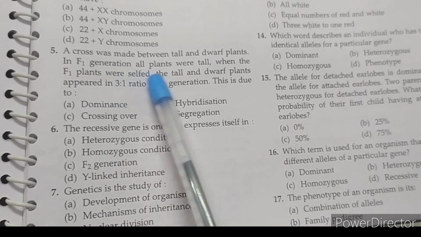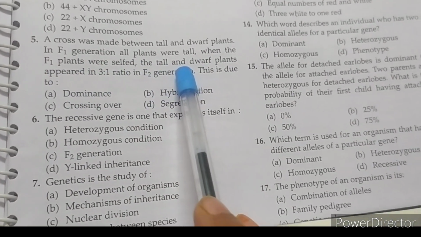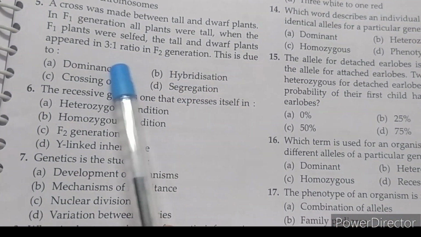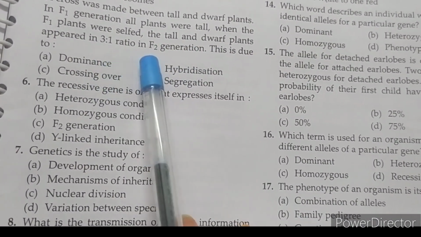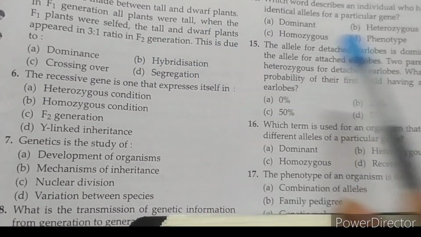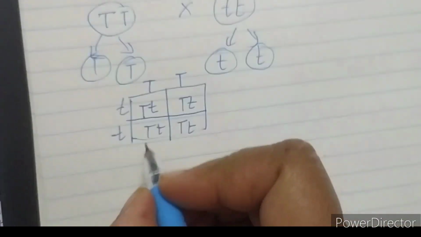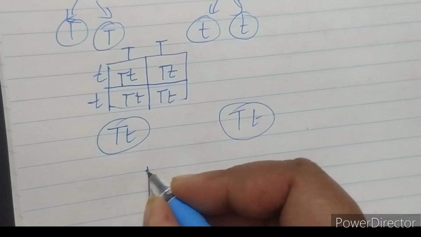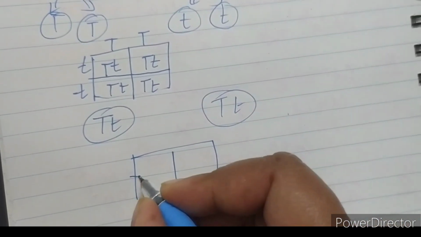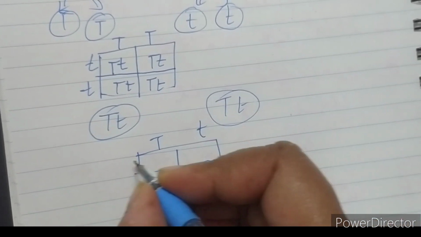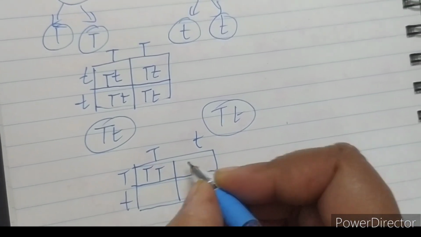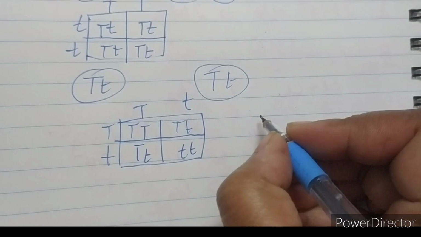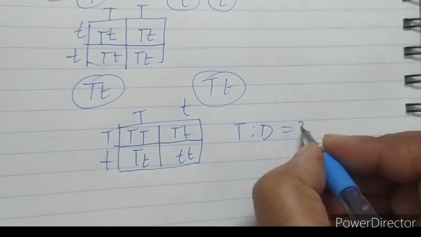Number 5, the cross was made between tall and dwarf plants. In the F1 generation, all plants were tall, which we have just seen. Now, when the F1 plants are selfed, tall and dwarf plants are produced in the ratio 3:1. When you cross these F1 plants among themselves, that is capital T small t and capital T small t, and make another checkerboard, also known as a Punnett square, you will get capital TT, capital T small t, capital T small t and small t small t. That is, the ratio of tall to dwarf plants is 3:1.